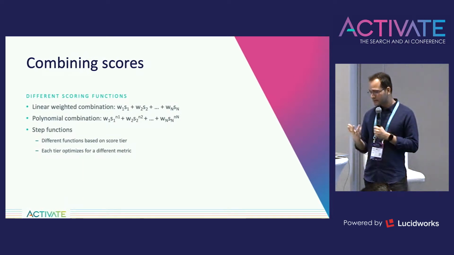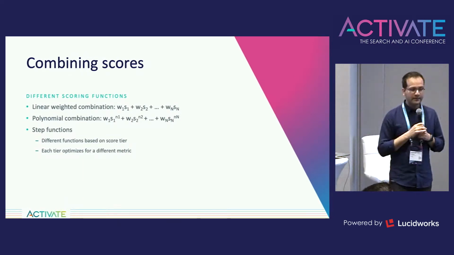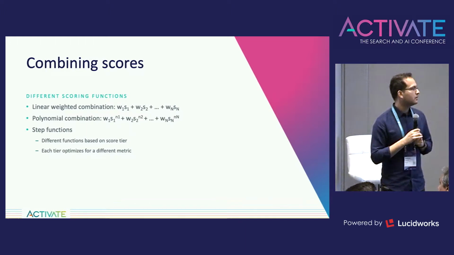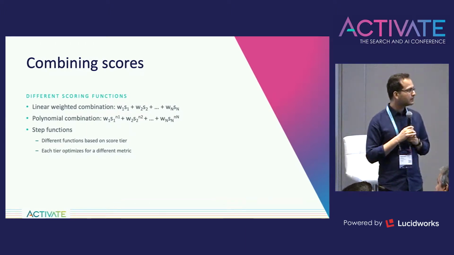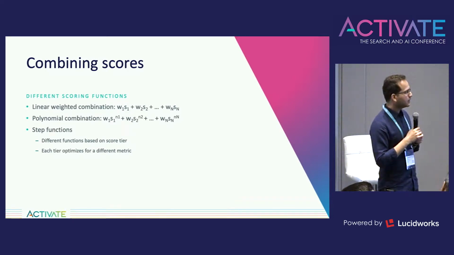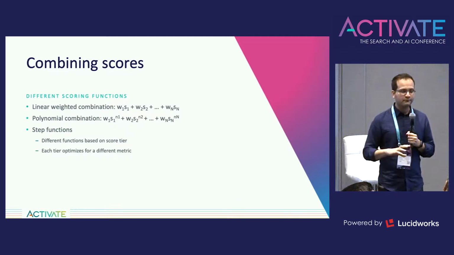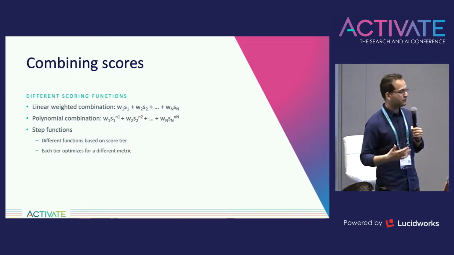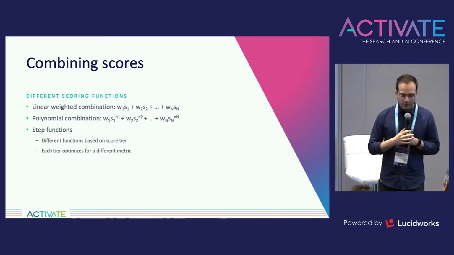There are various ways you could combine scores. You could take a linear weighted combination or a polynomial combination. You could do something a little more complex, like a step function where, let's say, for the top 100 documents you apply a certain function, and then you apply a certain other function for different tiers, and so on.